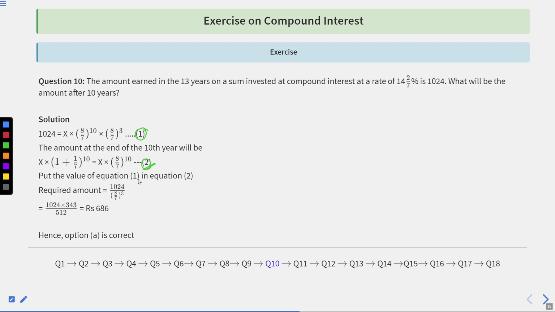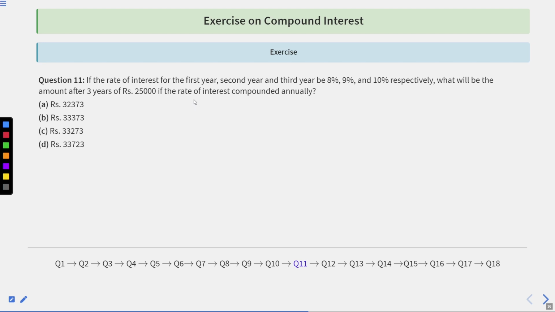Put the value of equation 1 in equation 2, so the required amount will be 1024 upon 8 by 7 whole cube, which is equal to 686 rupees. So the option correct here is option A.